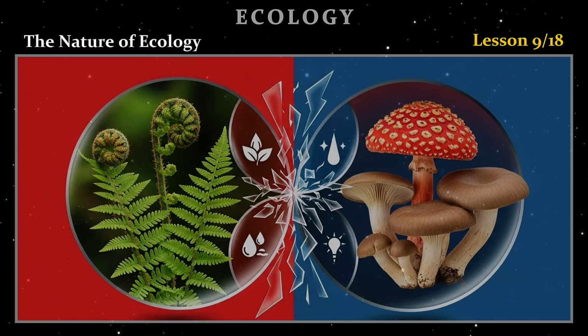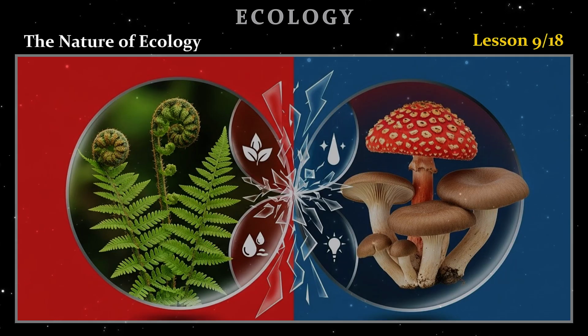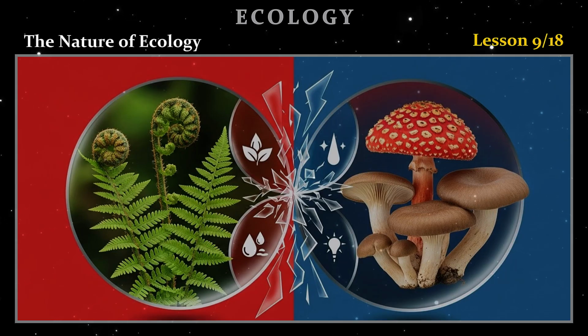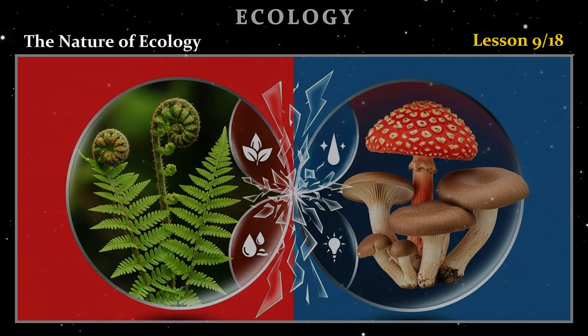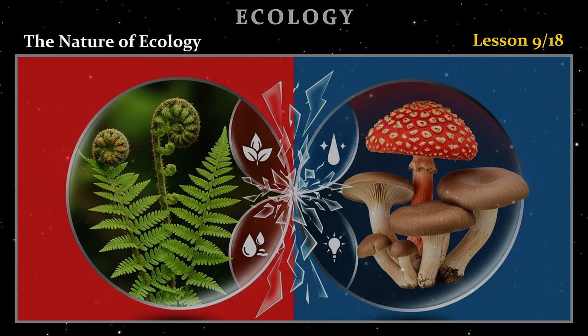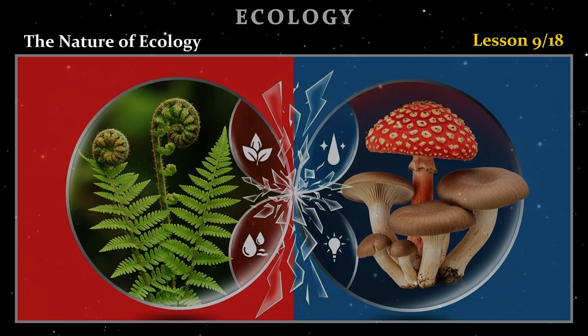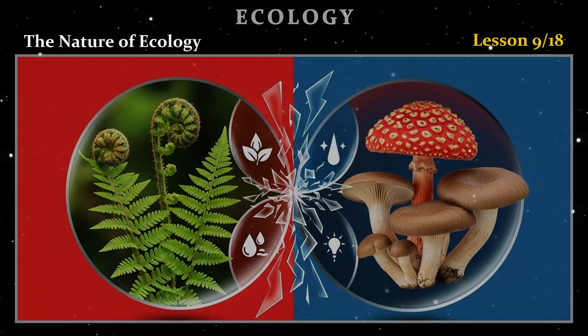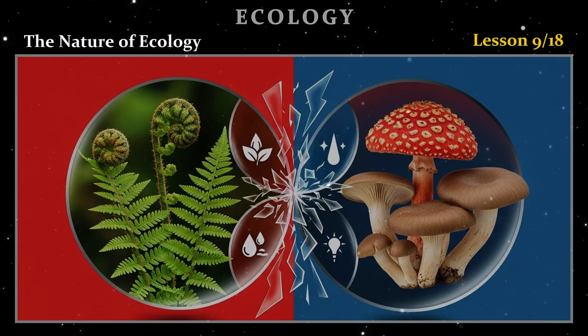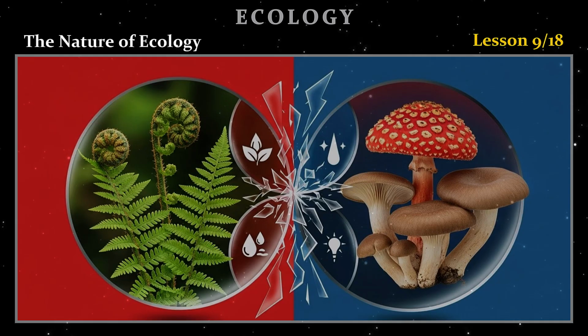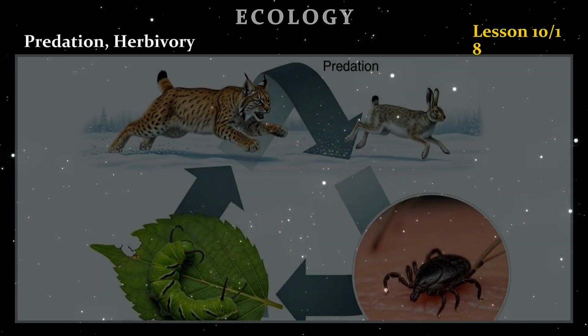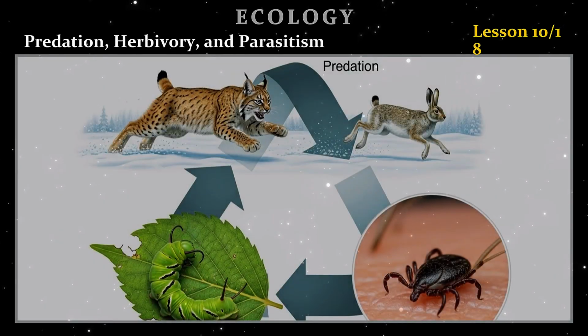There is another type of interaction that is far more unbalanced. It is the interaction between the eater and the eaten. It is the swift violence of the hunt and the slow drain of the parasite. We must now leave the world of rivalry and enter the world of consumption. Our next lesson explores the transfer of flesh and energy. Lesson 10. Predation, Herbivory, and Parasitism.